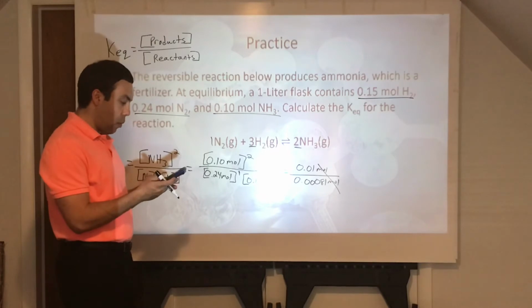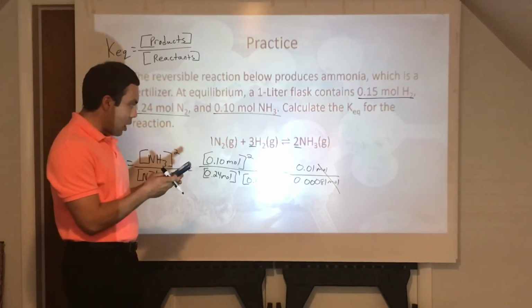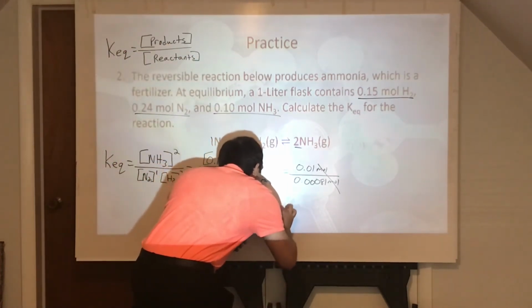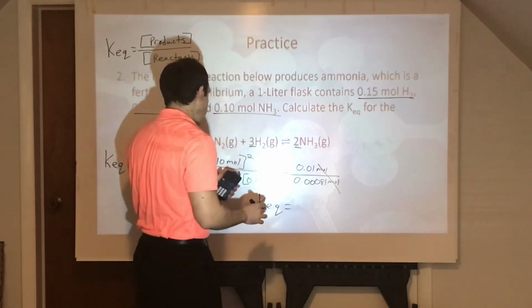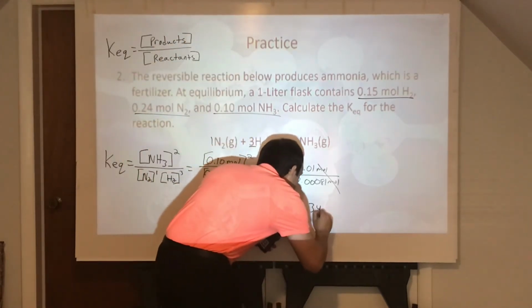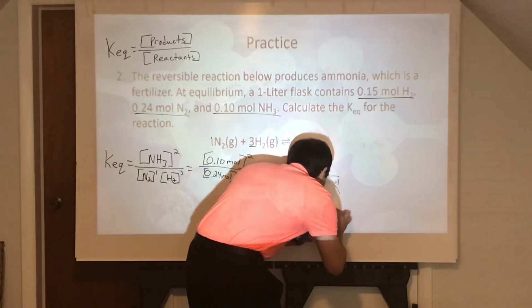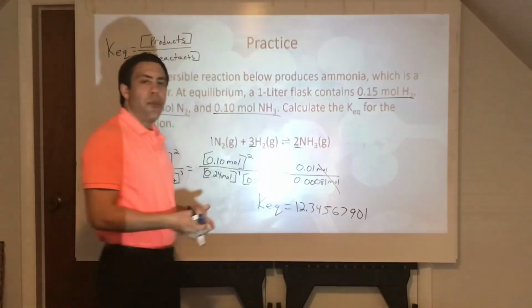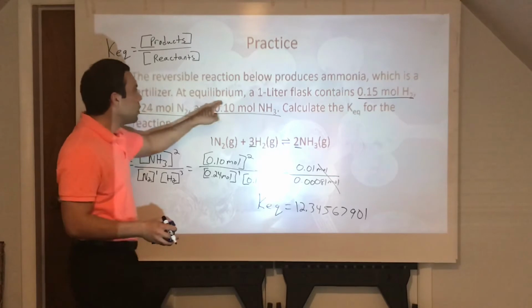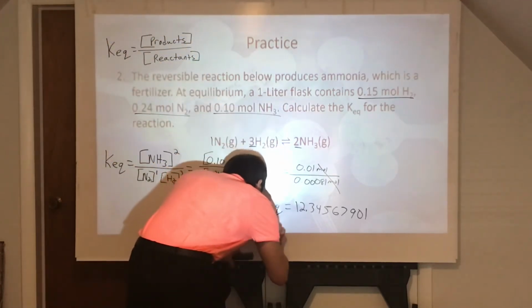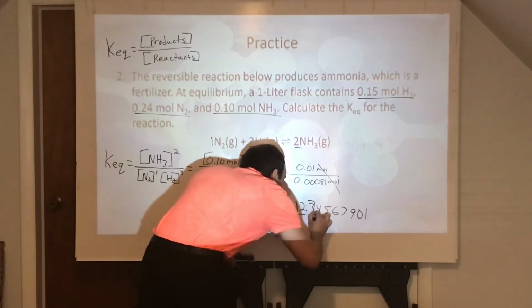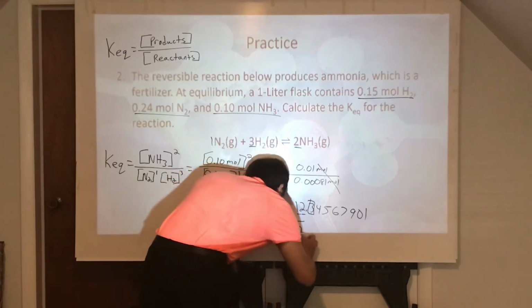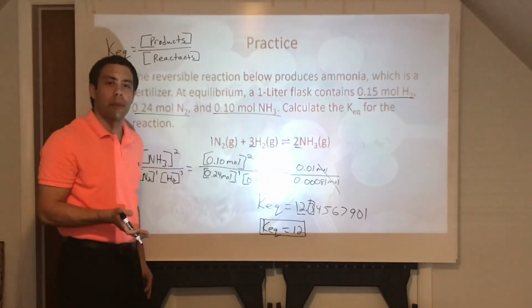So let's do 0.01 divided by 0.00081. And our KEQ is going to equal 12.3456791. If we were to do significant figures, 2, 2, and 2. So our KEQ, rounded to two significant figures, 3 is lower than 5. So our KEQ is going to equal a value of 12 for problem number 2.